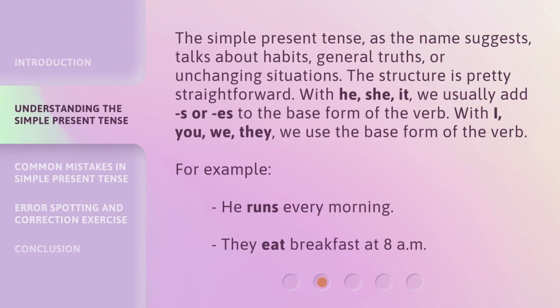The simple present tense, as the name suggests, talks about habits, general truths, or unchanging situations. The structure is pretty straightforward. With he, she, it, we usually add s or es to the base form of the verb. With I, you, we, they, we use the base form of the verb. For example, he runs every morning. They eat breakfast at 8 a.m.